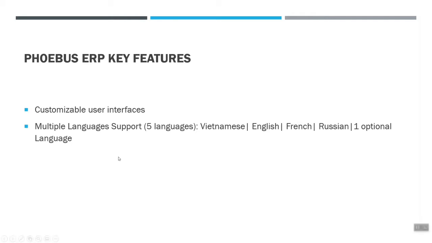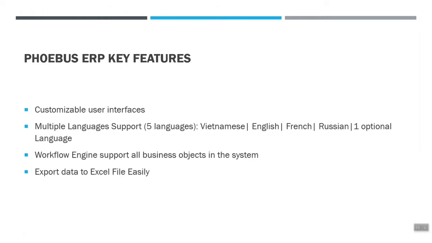The workflow engine supports all business objects in the system. It means you can create a workflow process for any data in your database. You can export data to Excel file easily and import data from Excel file as well.